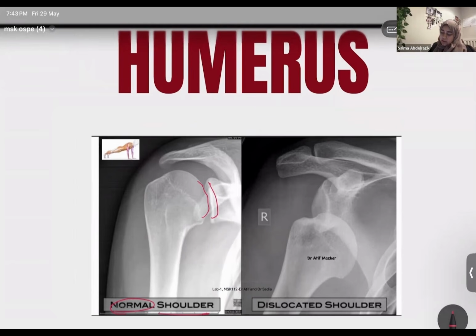The glenoid fossa has the humerus head in it, all attached perfectly. Dislocated shoulder means it's not in the right place. So the glenoid fossa is here, and the humerus head is here. It's not in, like here. Like it's not attached to the place.